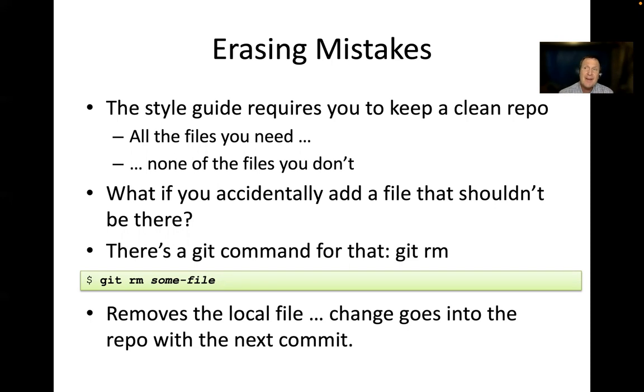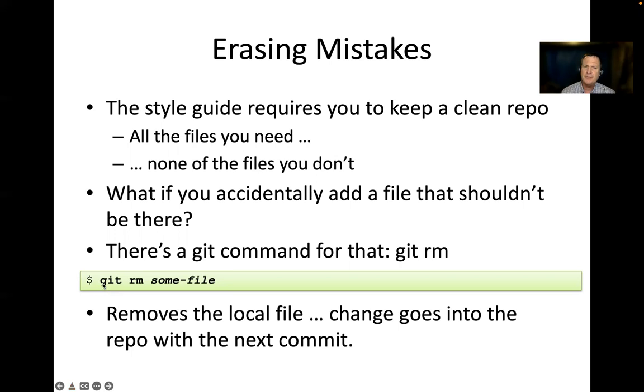Using git status can help you avoid that, but if you accidentally commit something that doesn't belong in your repo, it's easy to get rid of, but you can't do it just by deleting the file in your own local copy. Removing something is just one other change to your repo, and you have to remove it and then commit that change. So to remove something, you have to tell Git that you want to remove it.